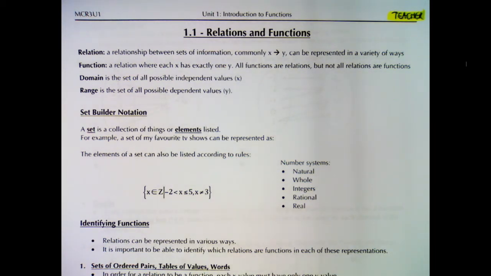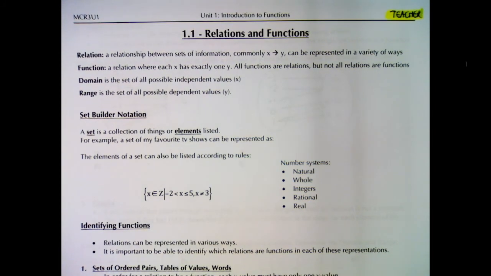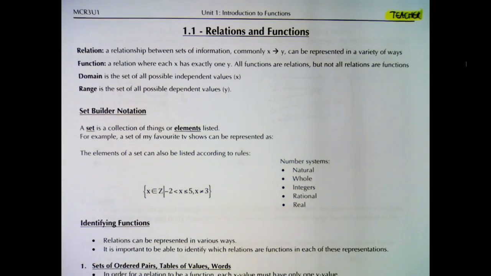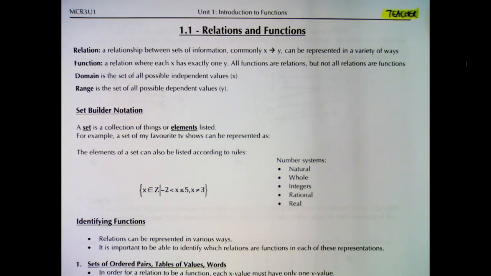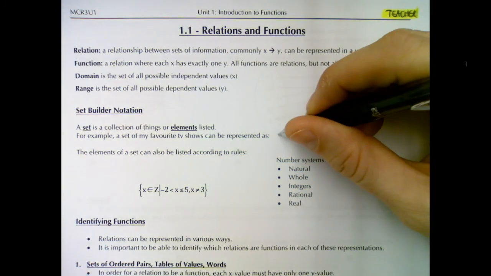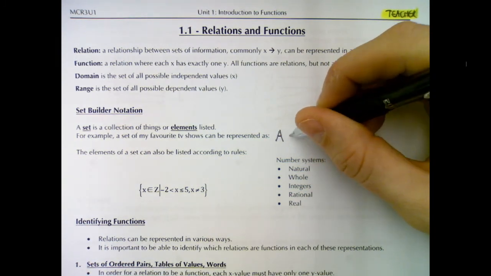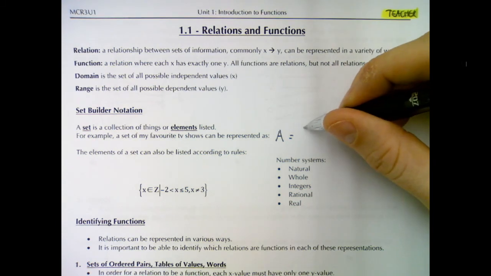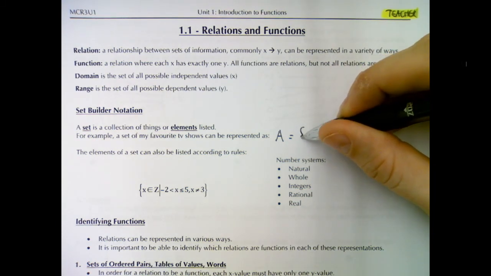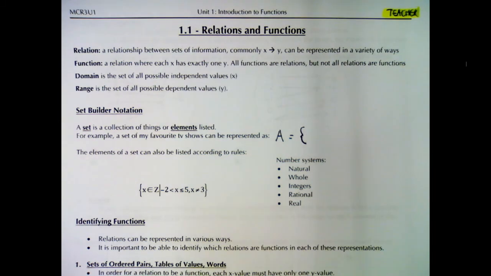What is a set? Well, a set is just a collection of things or elements that are listed. So for example, if I wanted to build a set of my favorite TV shows, I could name my set whatever letter I want. So I'm going to name this set A. So I'm going to say A is equal to, and then we use this bracket to open the set. And inside we can write all the different elements or all the different things that are in the set.